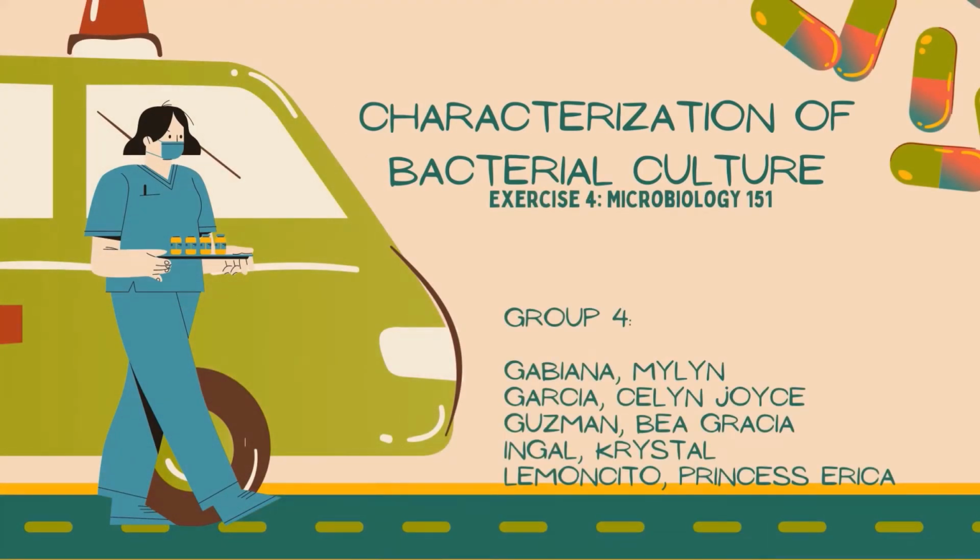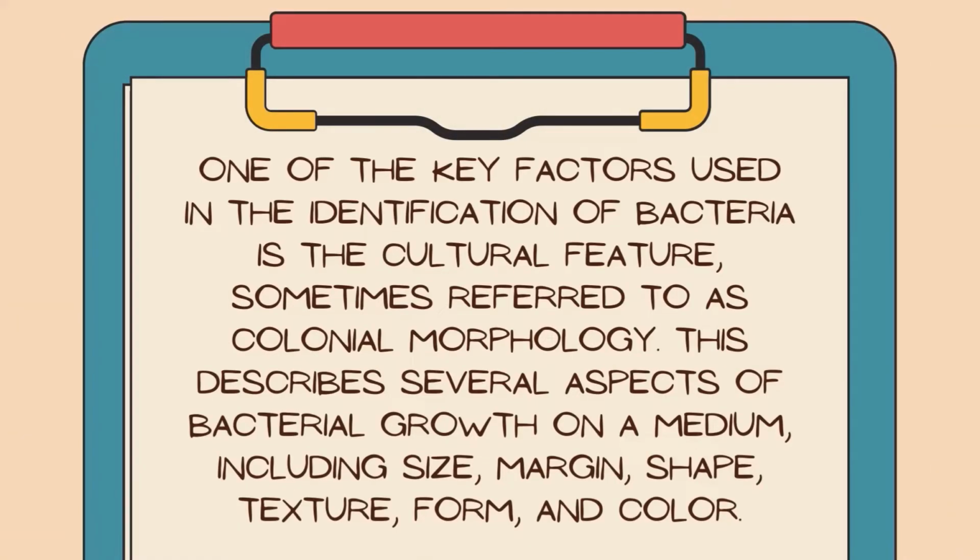Characterizations of bacterial culture. One of the key factors used in the identification of bacteria is the cultural features, sometimes referred to as colonial morphology. This describes several aspects of bacterial growth on a medium, including the size, margin, shape, texture, form, and color.